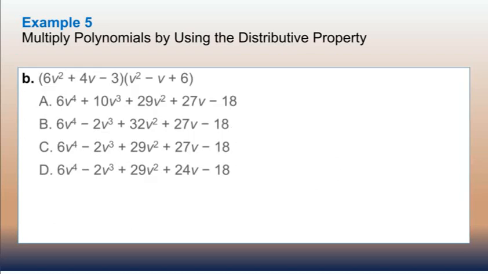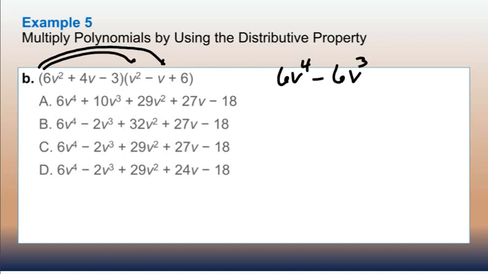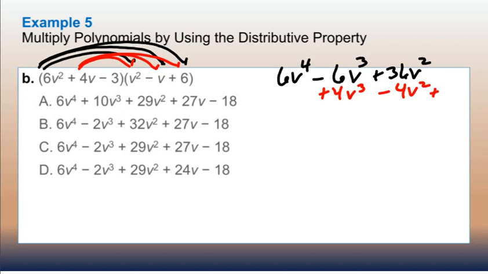And then one final one, another multiple choice here. So 6v squared times v squared is 6v to the fourth. 6v squared times negative v is negative 6v to the third. And 6v squared times 6 is a positive 36v squared. V times v squared is 4v cubed minus 4v squared plus 24v. And then the last part gives us a minus 3v squared plus 3v. And the last one is minus 18.